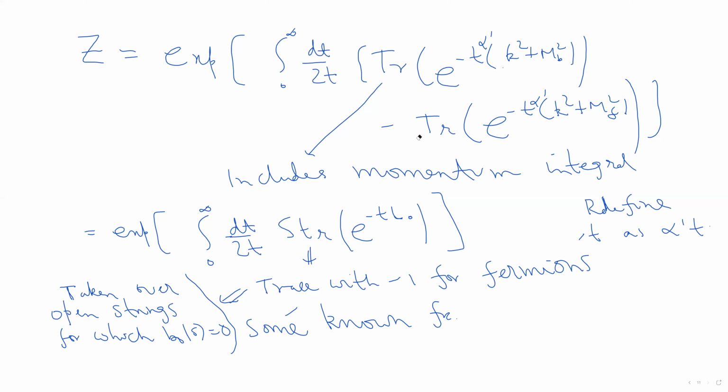Okay, but let's first try to figure out the R dependence. Where is the R dependence going to come from? Because that's what you want to extract first. So the R dependence, in fact, is because L0 has R dependence.